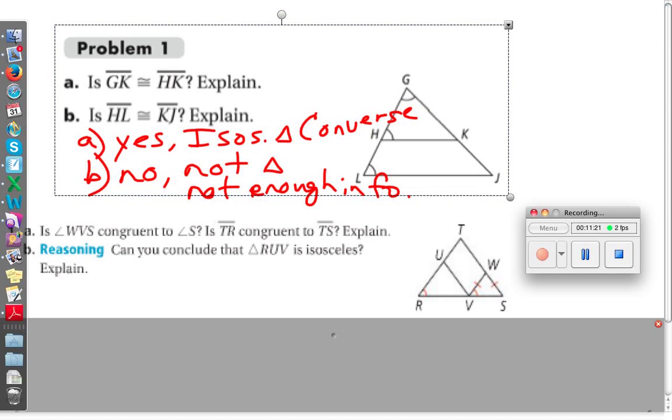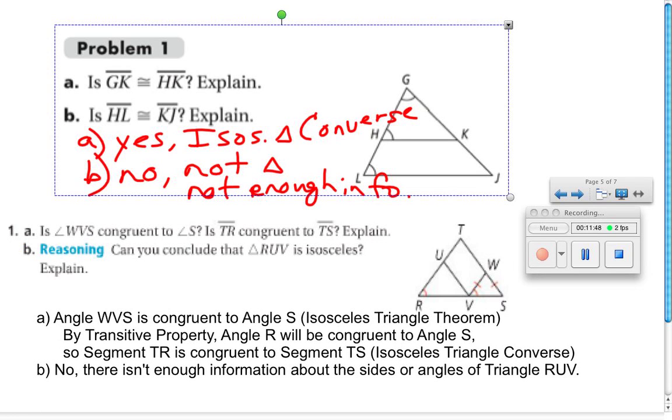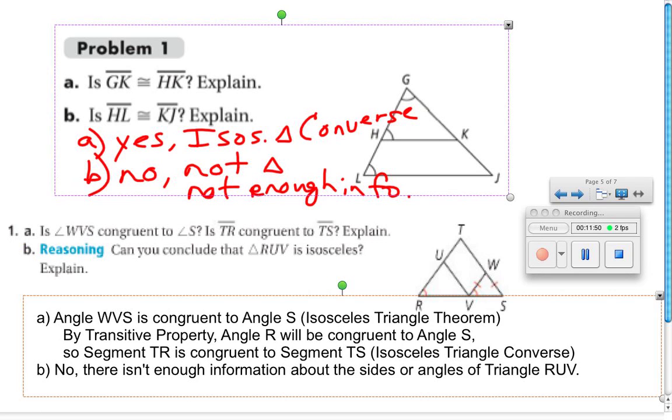Caitlin, tell me what you concluded in part A. That angle WVS is congruent to angle S because of isosceles triangle theorem. Good. Because the sides are congruent, that means the angles are congruent. Beautiful. And then TR is congruent to TS because of the two base angles. Right. And I kind of took what she said and put it in words.